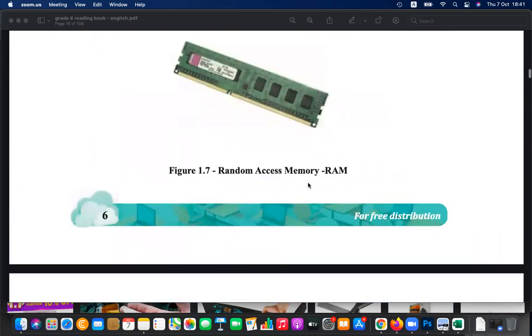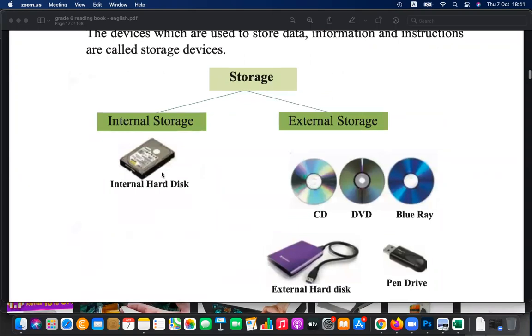This is random access memory. And then I said that internal storages like hard disk. Then the external storages: CD, DVD, Blu-ray.